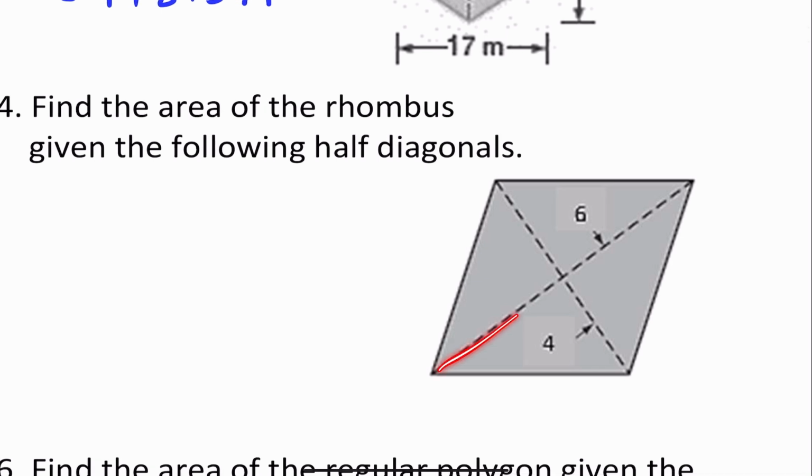Number 4 says find the area of the rhombus given the following half diagonals. So the diagonals are going to bisect each other at a midpoint, and this applies to a rhombus. So if this bisects this and this bisects that, we're going to have a midpoint. And what's going to happen for this particular segment, it's going to split the segment into two congruent parts. So we know that this segment is congruent to this segment, and this segment is congruent to that segment. So if this segment in particular is 6, then we know for sure that this is 6 as well, right? And then if this is 4, then this is also 4.